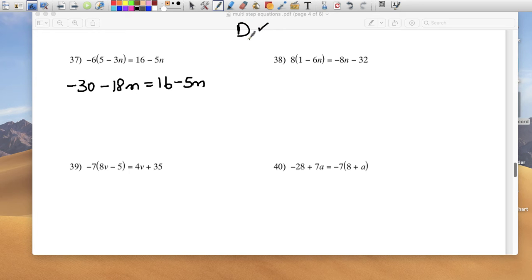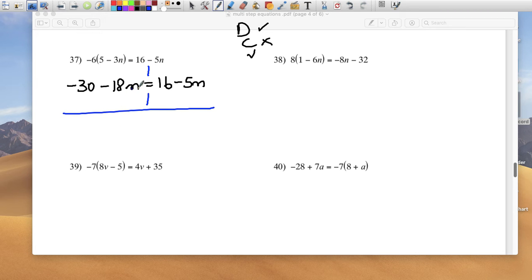So that's done. Combine like terms. 30 and 18 can't. 16 and 5 can't because they're not like terms. Are there variables on both sides? Yes, there are. There's an n on the left side, negative 18n, and negative 5n on the other side. So get rid of one of them.